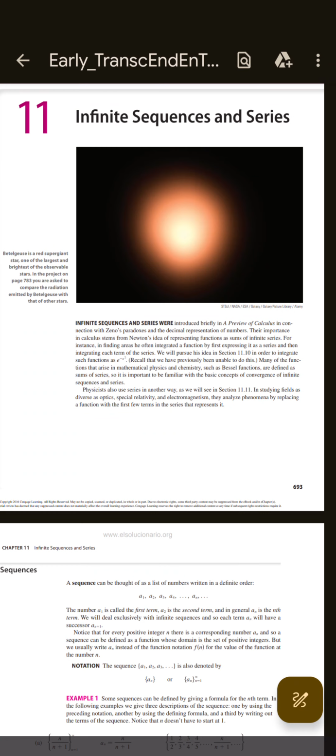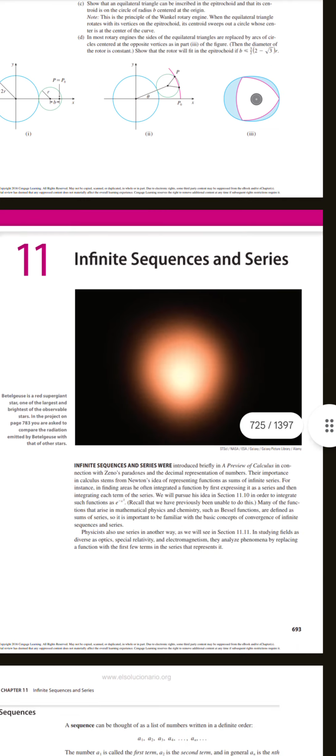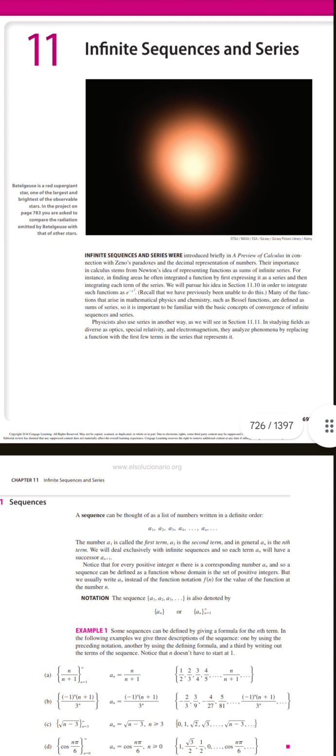Chapter 11. Infinite sequences and series. Betelgeuse is a red supergiant star, one of the largest and brightest in the observable stars. In the project on page 783, you're asked to compare the radiation emitted by Betelgeuse with that of other stars.